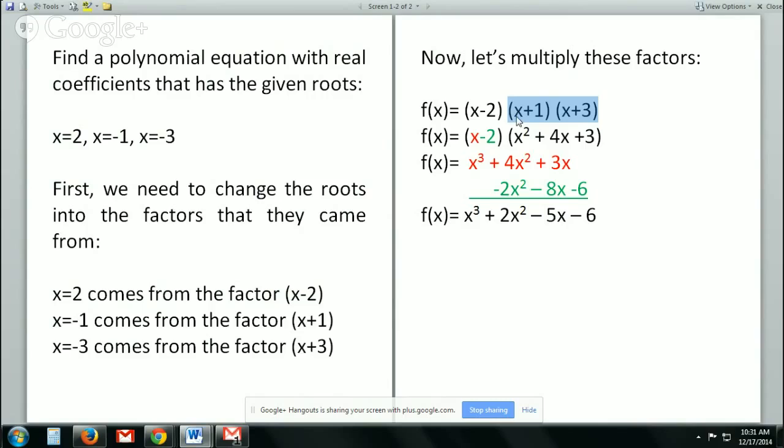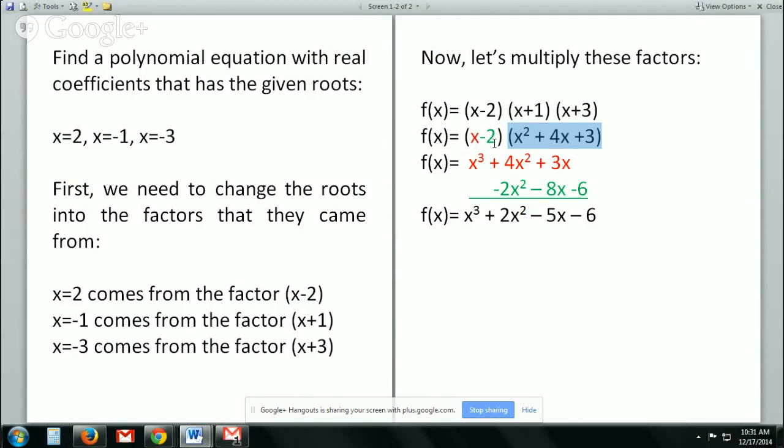So the first one's x times x makes x squared. When I do the outside things, 3 times x made 3x. On the inside is 1x. When you take that 1x and add it to this 3x, together they made 4x. And then the last terms, 1 times 3 made 3. So the stuff here highlighted, x plus 1 times x plus 3, that ends up being x squared plus 4x plus 3. Notice that I've brought down the x minus 2.